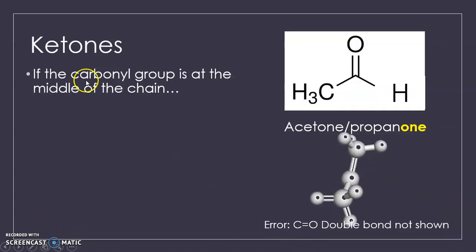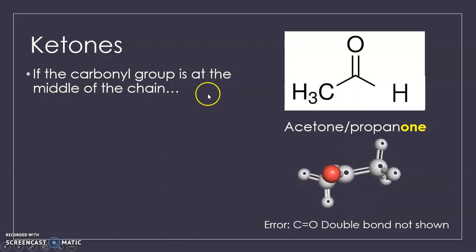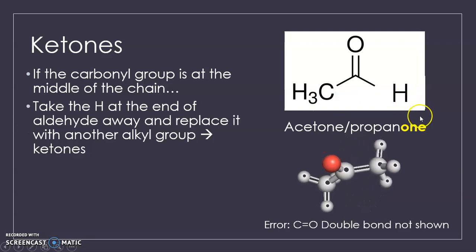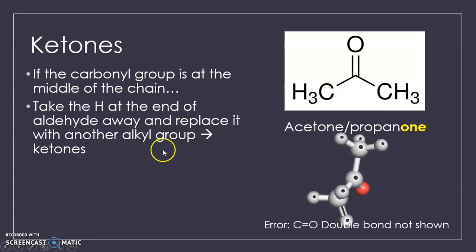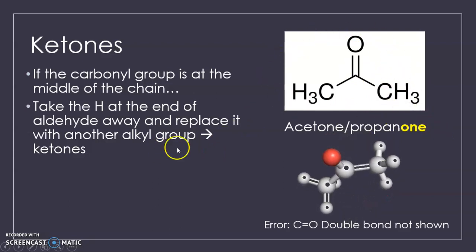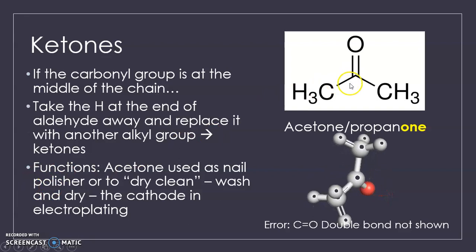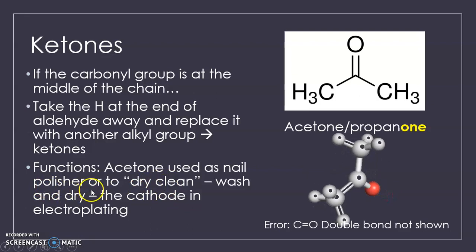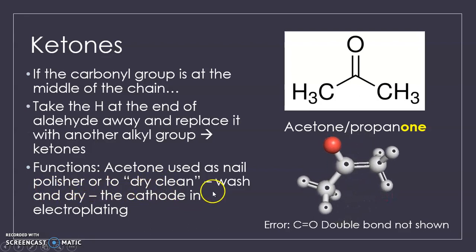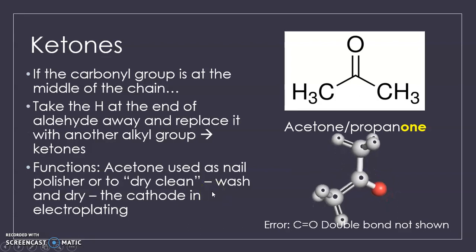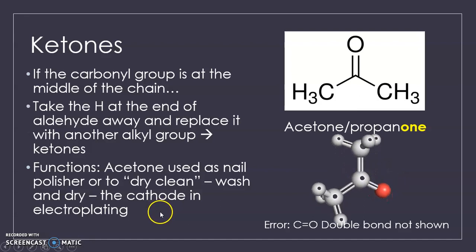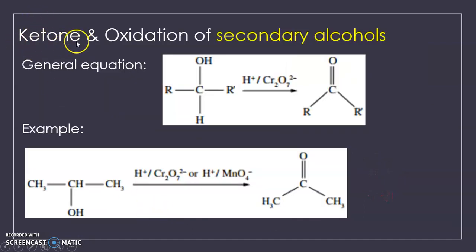Okay. Ketones. When the carbonyl group is in the middle of the chain, that is, if we remove this hydrogen and replace it with another alkyl group, then we call this compound a ketone. For example, propanone, aka acetone, can be used as nail polish remover, or we use it to dry clean, meaning wash and dry the cathode in electroplating. The ketone is the oxidation product of secondary alcohols.